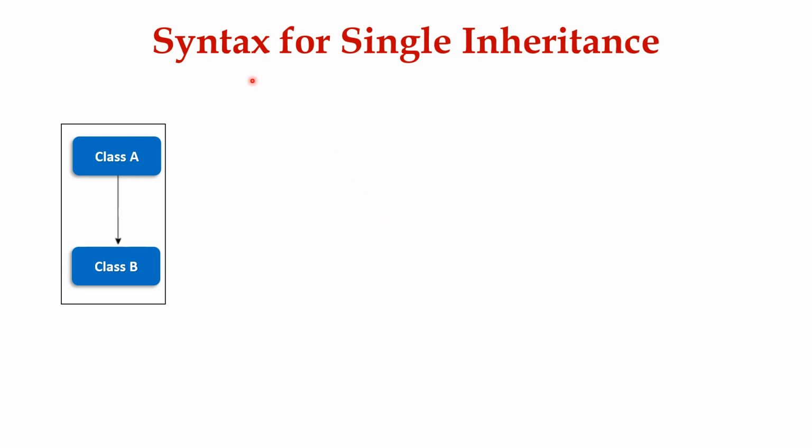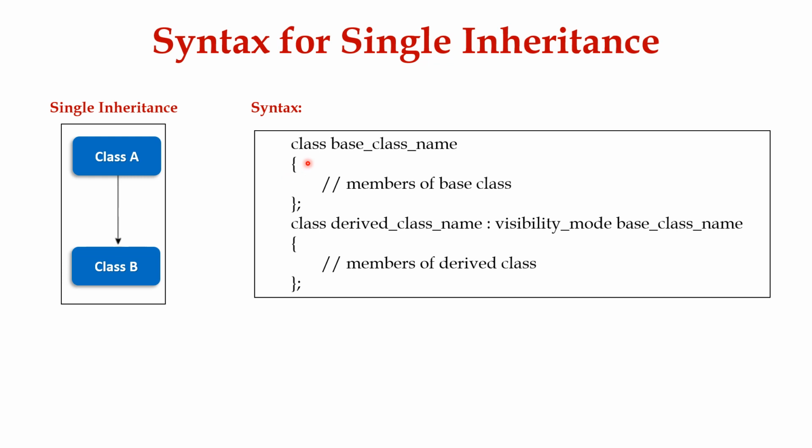Next, let's check out the syntax for single inheritance. As we know earlier, we have two classes, one base class and one derived class. The base class is class A and the derived class is class B in this example. The syntax is: class is the keyword followed by the base class name. Then we start with the open curly brace, and the base class has its own members such as variables and member functions. Finally, the class is ended with a closed curly brace followed by a semicolon.